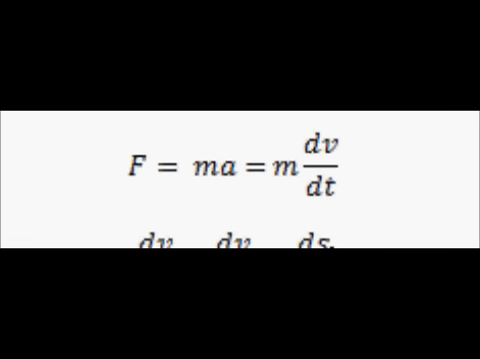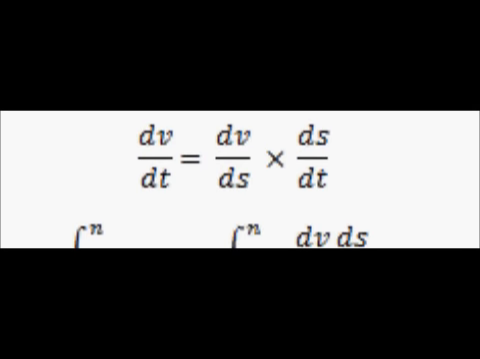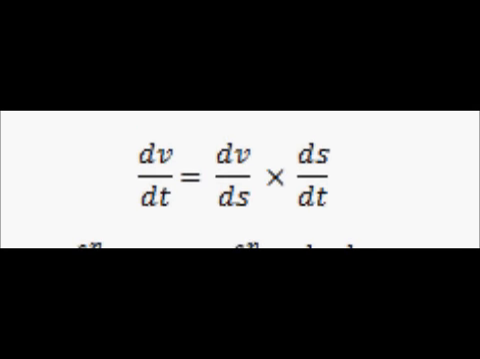So F equals ma. We can say that a is the derivative of velocity with respect to time, because acceleration is a change in velocity over time. We know that if you're accelerating, your speed or velocity is going to be changing. Of course, we can use the chain rule to change dv/dt, which is our velocity with respect to time, to dv/ds multiplied by ds/dt. You'll notice the ds's cancel out. So that's just using the chain rule.